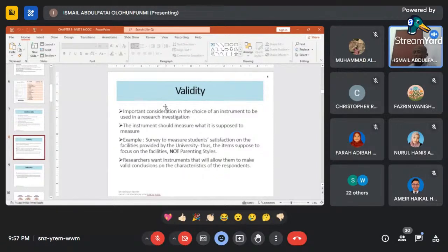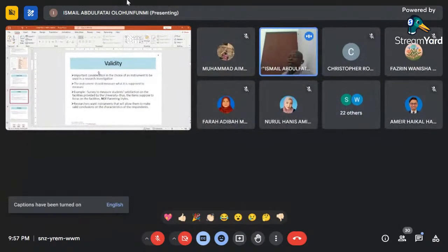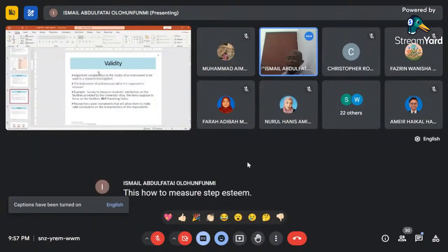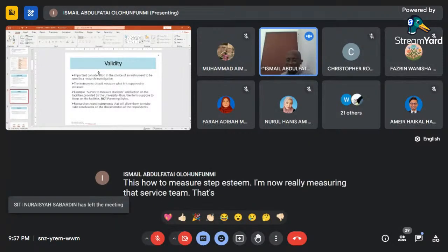I want to measure this. I want to measure self-esteem. Am I now really measuring that self-esteem? That's what is called validity.